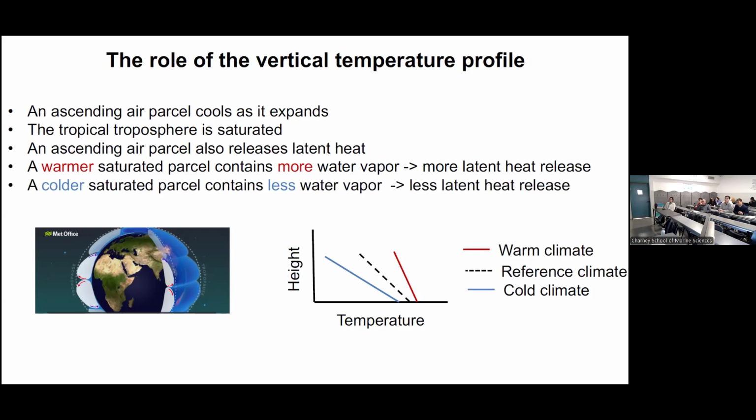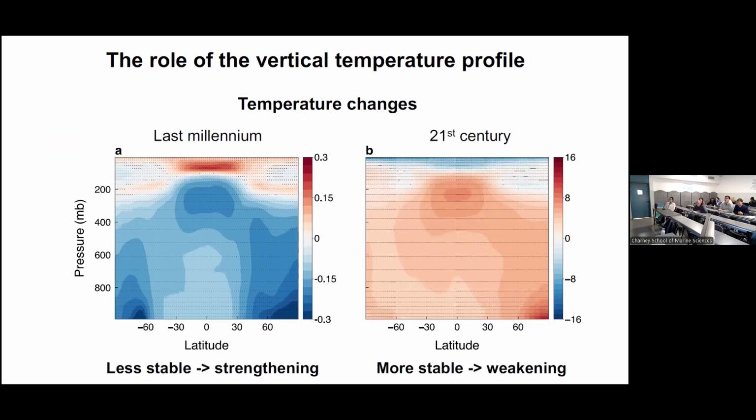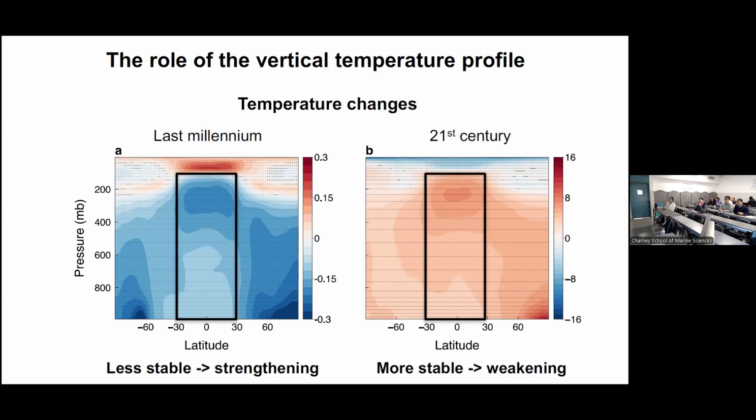Okay? And as a final plot, I just want to show you how these look. So this is the temperature changes plotted in pressure and latitude. Okay, so height and latitude. This is how it changed over the last millennium from the models, and this is how it's expected to change by the end of the 21st century. Red colors are regions of warming and blue of cooling. And I want you to focus on the tropics.